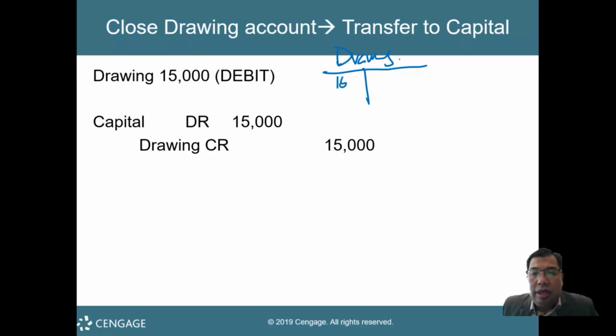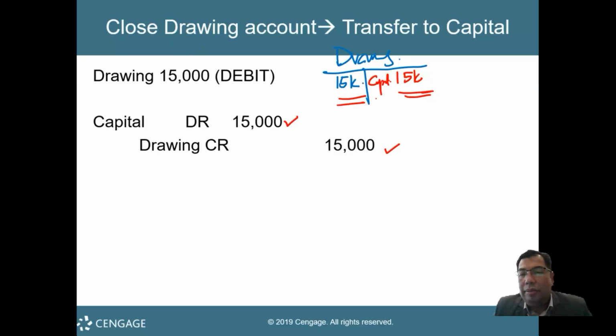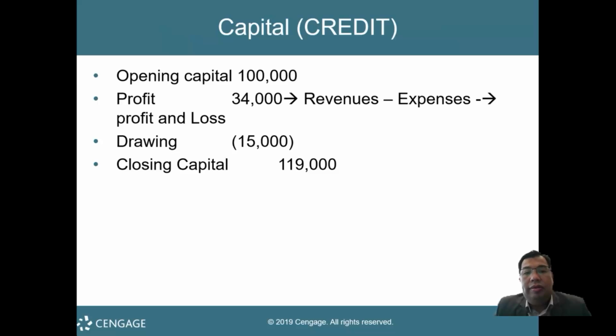Debit 15,000. So to close these accounts, you should credit these accounts. So the balance will be 0. You are going to put it to your capital account. So in your capital, you're going to debit your capital account 15,000, credit your drawing by 15,000. So this is step number 4.